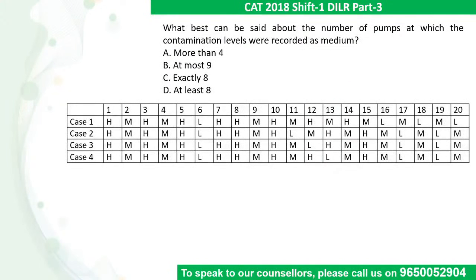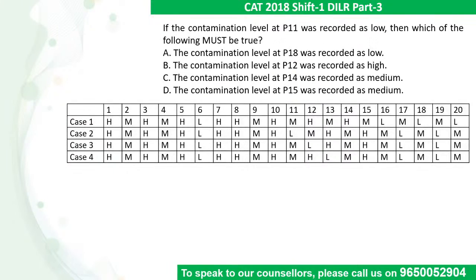Then second is, what best can be said about the number of firms at which contaminants level was recorded as medium? So it was exactly 8. So we saw that high were 8, okay, medium were 8 and low were 4. So that number was fixed. The order was not necessary, right? Okay, so now let's go to the next question.